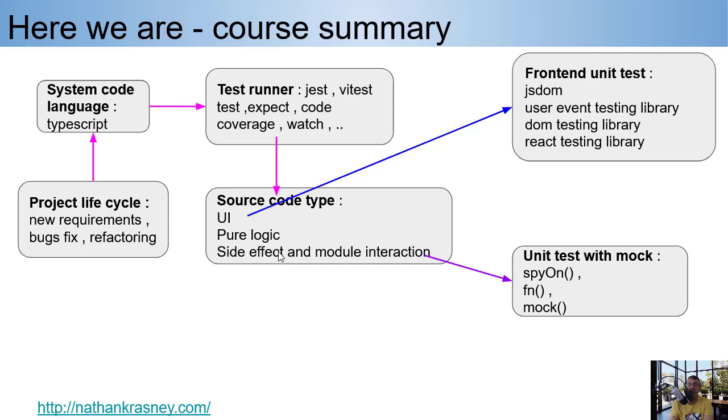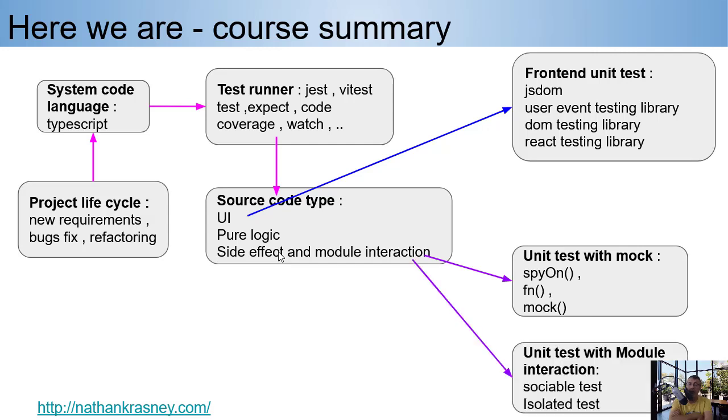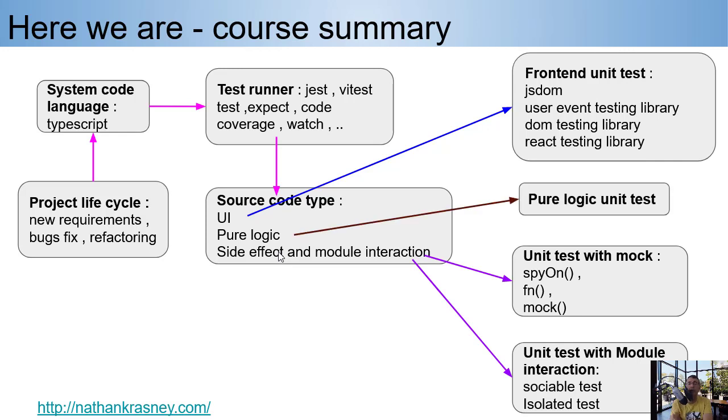If you have side effects, then you now have two options. Either you want an isolated test, you want to isolate your test from the side effect. If this is the case, then you are using mocks like spyOn, fn and mock. And if the modules that you interact with already exist, then you might use a sociable test, as we did in our code. And if you have pure logic code, then you can have a pure logic unit test, like unit testing of function add. So this is the flow of information.